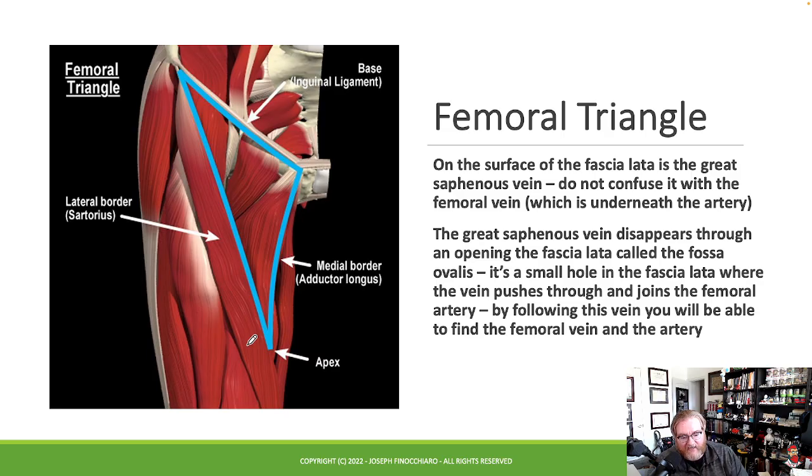On the surface of the fascia lata is the great saphenous vein. Don't confuse that with the femoral vein, because the femoral vein is connected in the same place as your femoral artery. And you may be tempted to see this like, oh, my artery's right around here. No. Okay? The great saphenous vein disappears through an opening in the fascia lata called the fossa ovalis. If you follow that vein through the hole, through the rabbit hole, it will take you exactly where you want to go. But the moral of the story is you got to cut through that fascia lata.